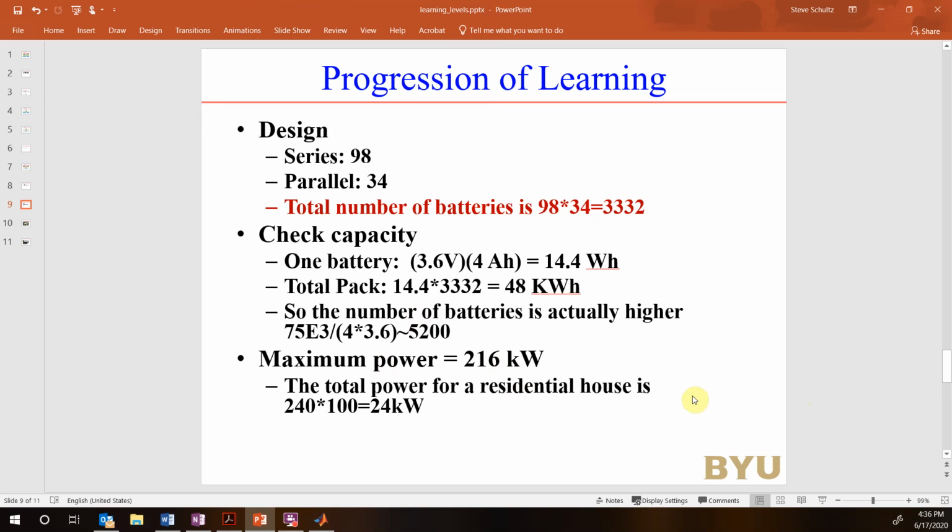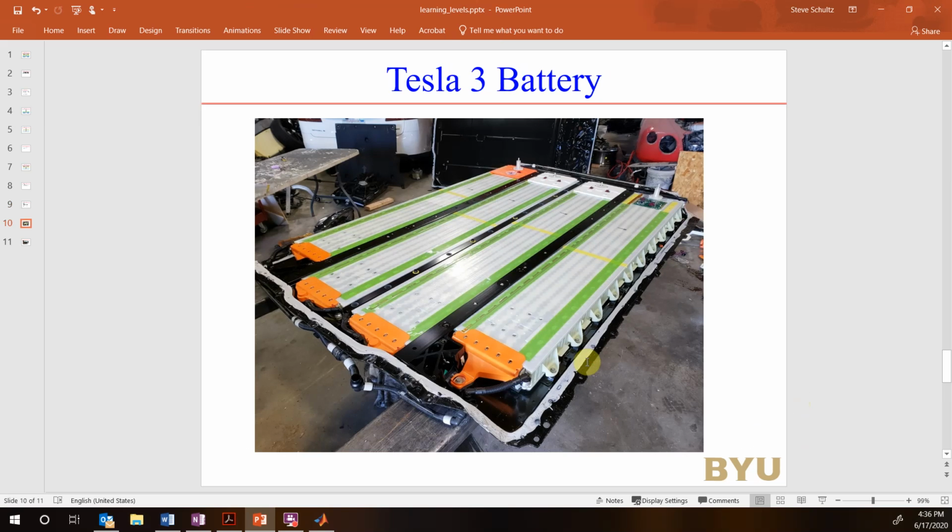So let's finish this up for fun and go look at it. So here's the Tesla 3 battery. You see they have four of these packs. And these packs, I don't know if they're in series or parallel. I would guess that each of these packs are in parallel.